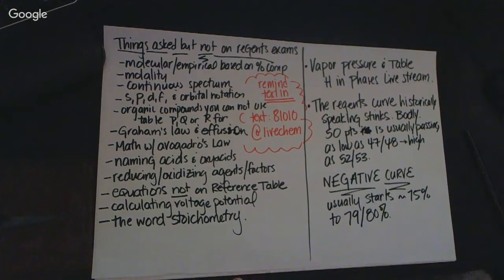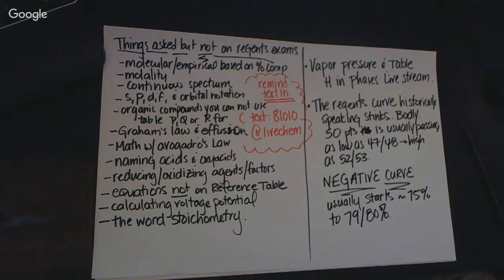Somebody asked, I think it was Danny McDonald, he wanted to know the Regents curve and how bad it is. Historically speaking, the Regents curve stinks. It's awful. It's bad. Usually about 50 points is passing. That's not the way it always is. Sometimes it can be as low as 47, 48. You don't want a 47, 48 point test for passing because that means the test was actually harder. At the same time, I've seen it go as high as 52 or 53 points out of 85.